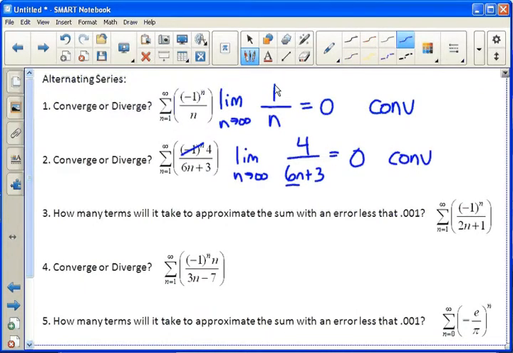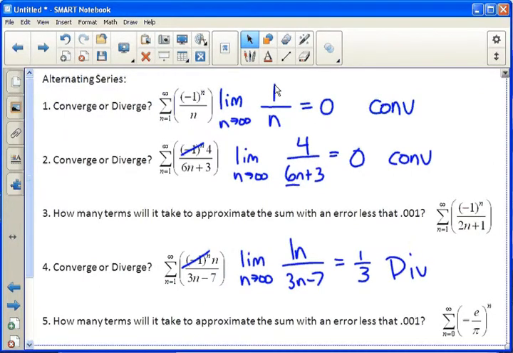Just to stick with the same kind of problem, let's skip down to number 4. We'll have the limit as n approaches infinity of, ignore the negative 1 to the n, over 3n minus 7. Powers are the same on top and bottom, so we just use the coefficients, which would make this answer 1/3. Now if we get anything other than 0, that means this diverges.